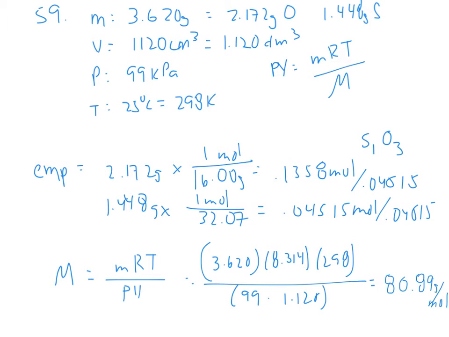So now I can go ahead and figure out SO3 should weigh 32.07 plus the 3 oxygen is 48. And if I add this up, that's going to be very close to the same mass there. So apparently the empirical formula and the molecular formula are the same.